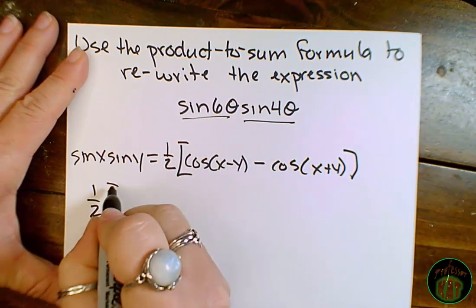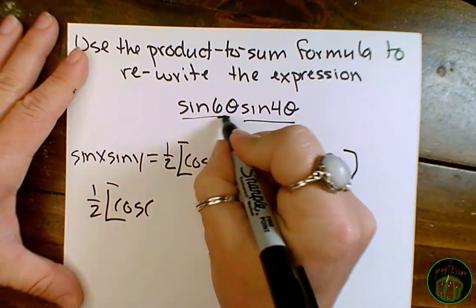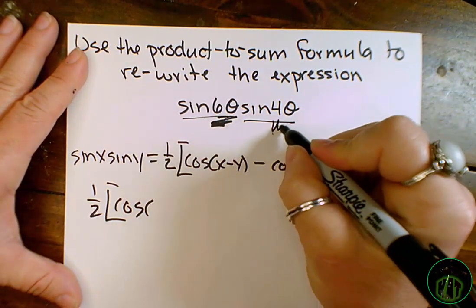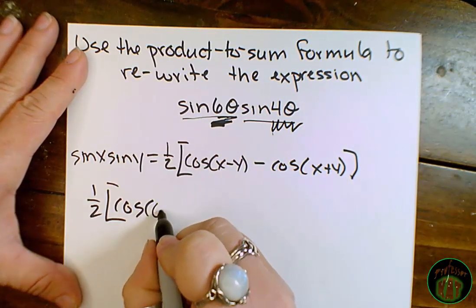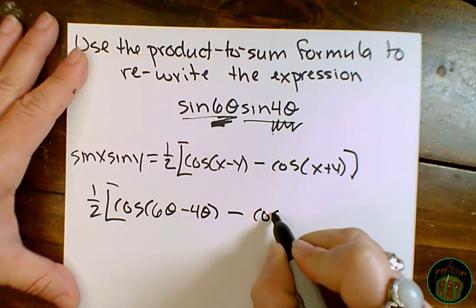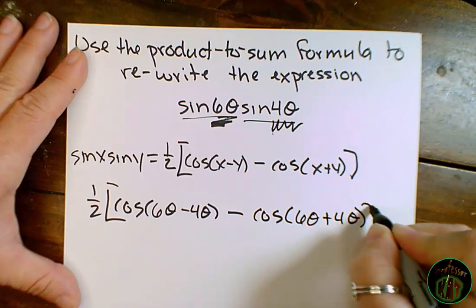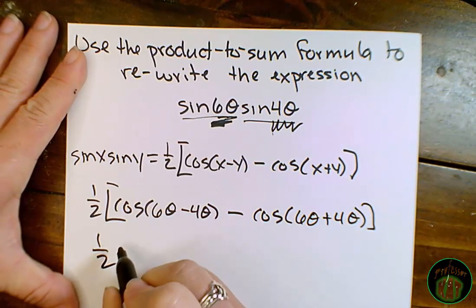So dropping down the 1/2, we're going to have cosine of x minus y. So our x is the 6 theta, our y is the 4 theta. So that'll be 6 theta minus 4 theta, minus cosine of x plus y, so 6 theta plus 4 theta. Now let's go ahead and subtract that.